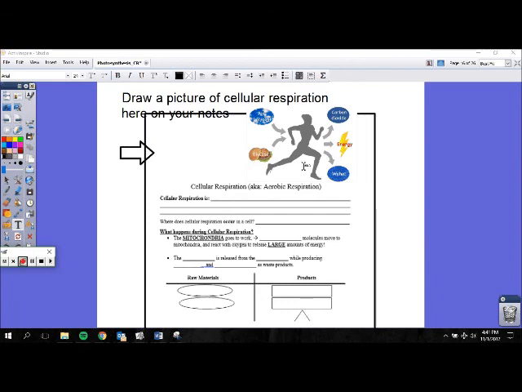Once you have finished these notes, you have no homework, but I do want you to think about something for tomorrow. How do photosynthesis and cell respiration have some type of relationship? What is that relationship? We will discuss this tomorrow in class.